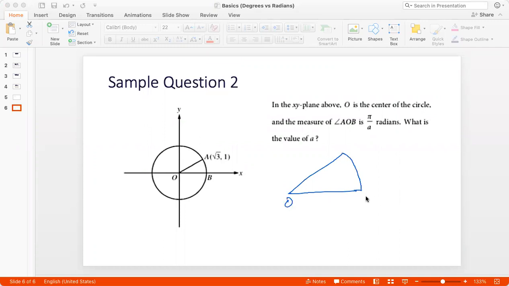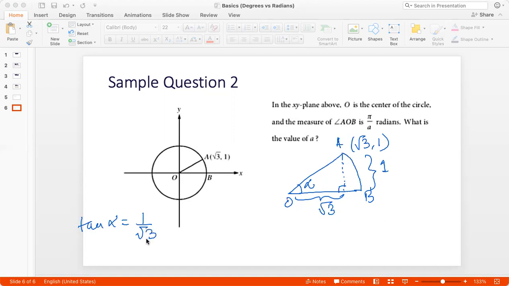So this is O, this is B, this is A, and I'm told that the coordinates of A are √3, 1. So if I were to drop a perpendicular from A to the x-axis, then this distance would have to be √3, and this distance would have to be 1, because the x coordinate is √3 and the y coordinate is 1. So if I take angle AOB as alpha, then I can say that tan alpha is 1 by √3, right?